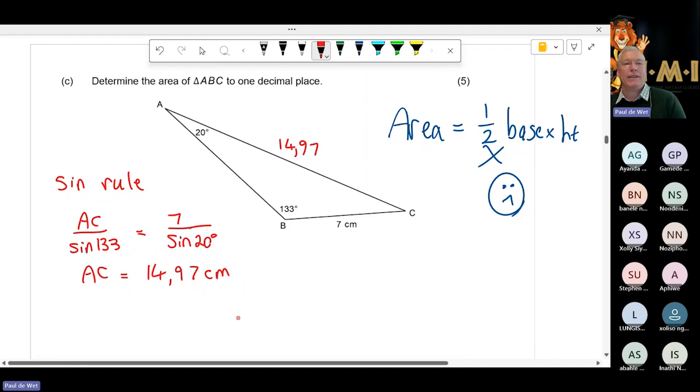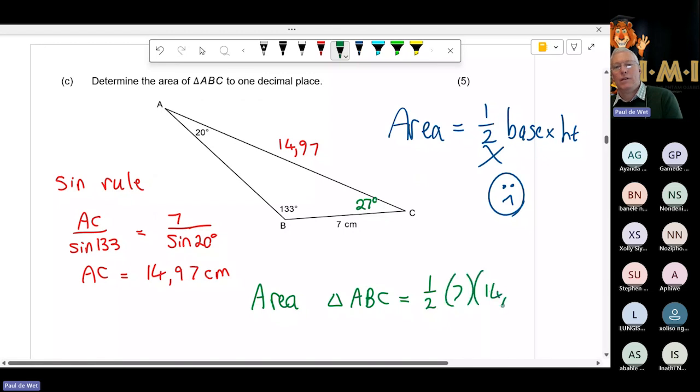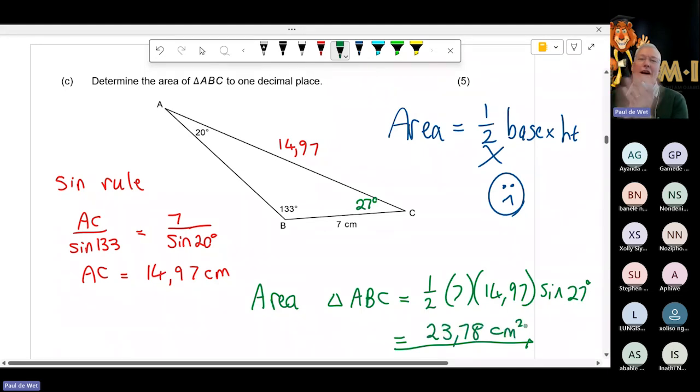Now what? I found that you see the triangle is 27. I use the interior angles of the triangle. Well done. Then I use the area rule. 1 over 2 times 7 times 14,97 times sine 27. Then I got 23,78. How much? 23,78. Well done. Okay. Right, guys.